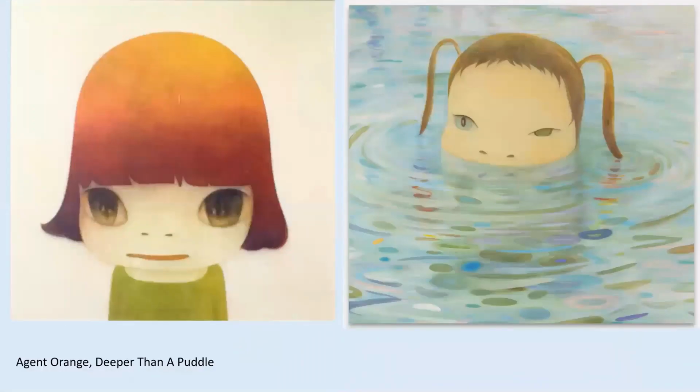And then there's another two here. So this one here is called Agent Orange, which was a chemical weapon used in the Vietnam War to horrible, horrible effect. And then we've also got this one here called Deeper Than a Puddle. And I really like this. This is actually a collaborative piece with another artist, and I really like the way they've painted the water. I think that's really, really nice. Again, they've gone for these big, smooth surfaces with very soft detail.